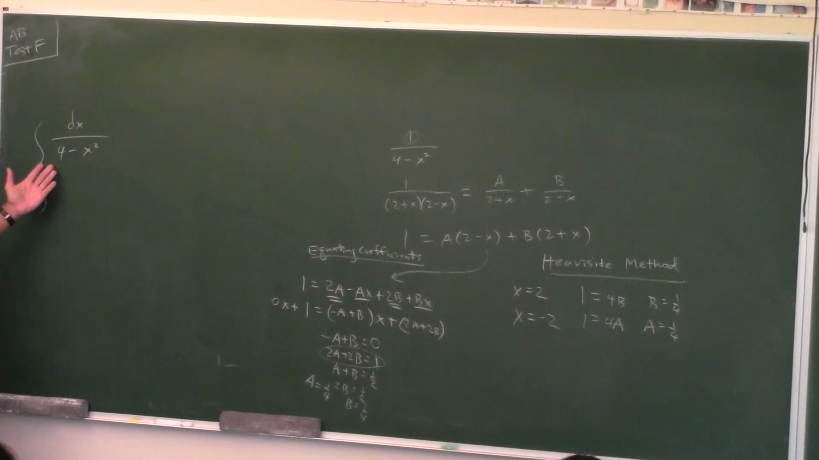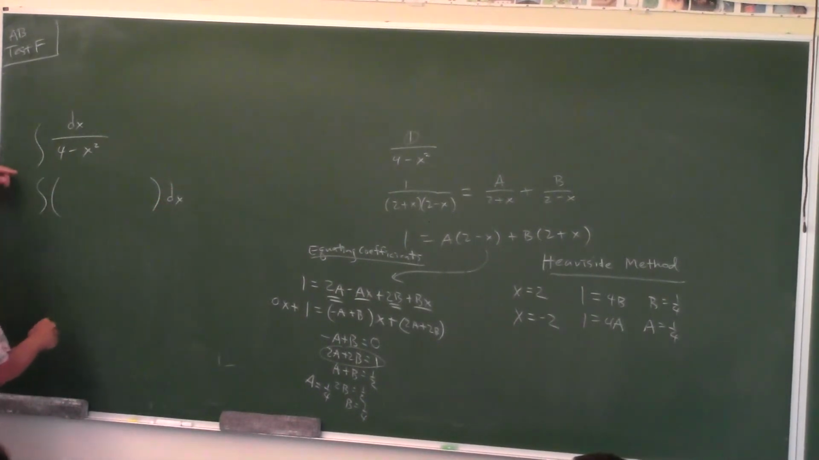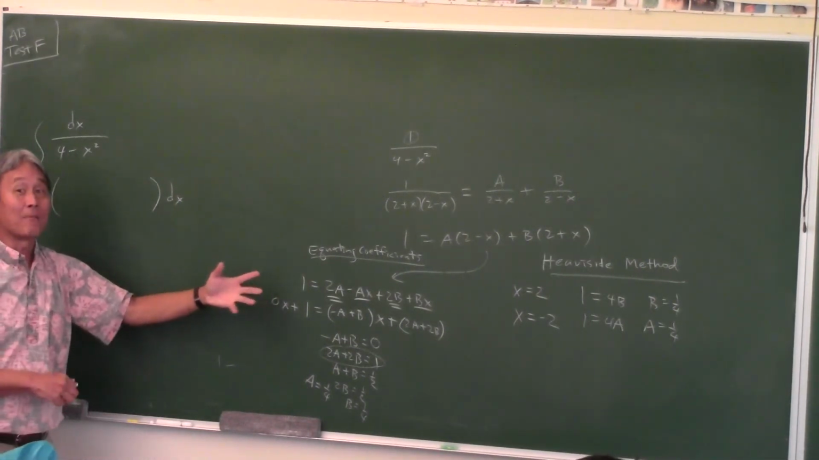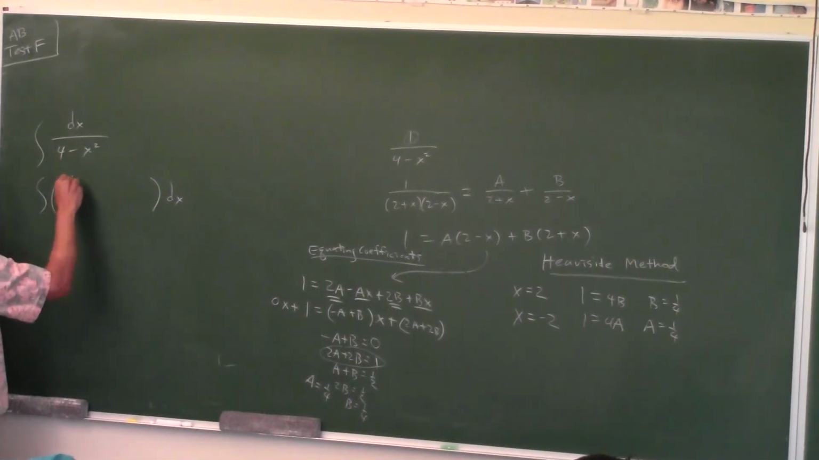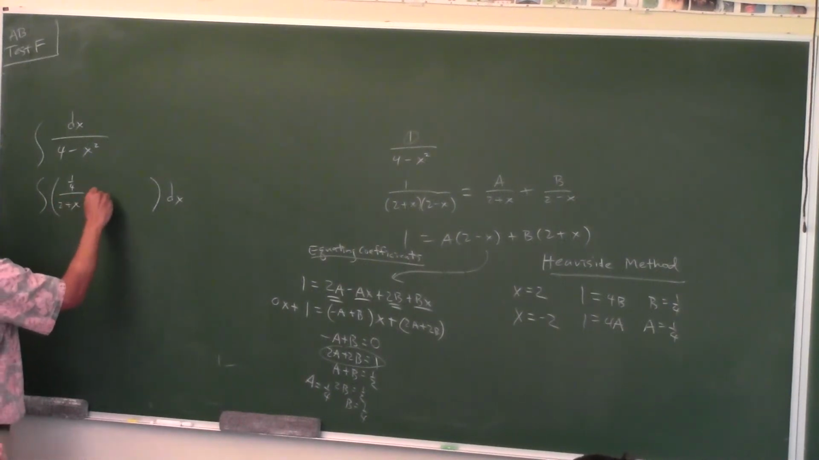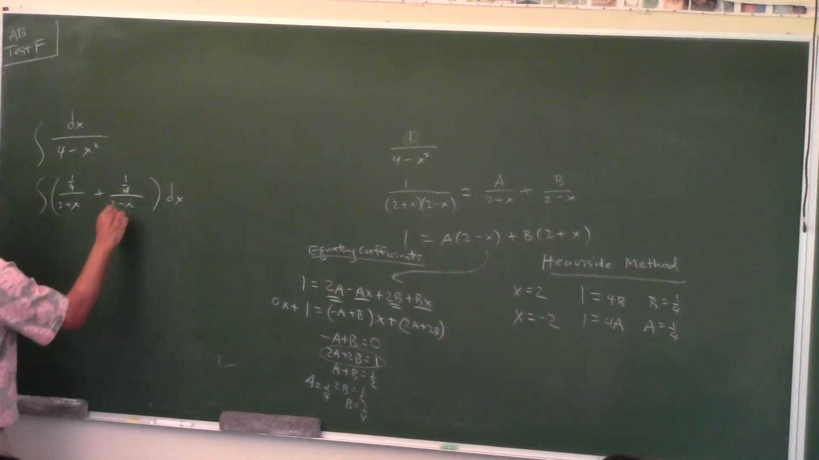So therefore, oh, what? I thought we were done. Yeah, but now we have to incorporate the calculus. So this is equal to 1/4 times 2 plus x, plus 1/4 times 2 minus x.